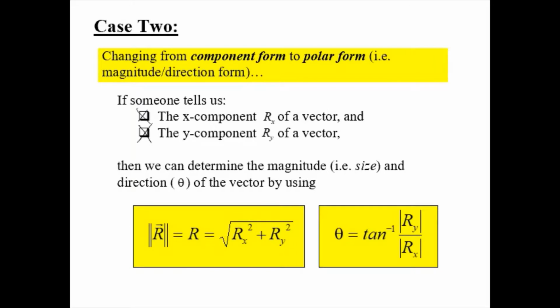Now, to get the working angle back, the reference angle, what you do is take the inverse tangent of the size of component r sub y over the size of component r sub x. So you take the magnitude of r sub y, the absolute value, over the absolute value of r sub x, and you take the inverse tangent of that fraction, and that will give you the working angle back.